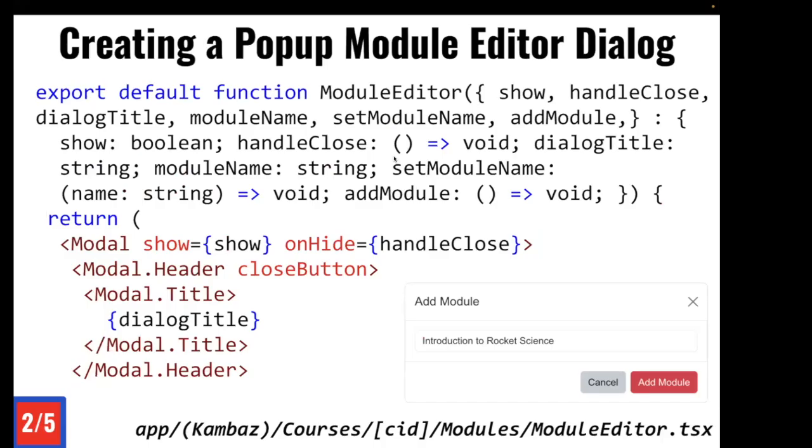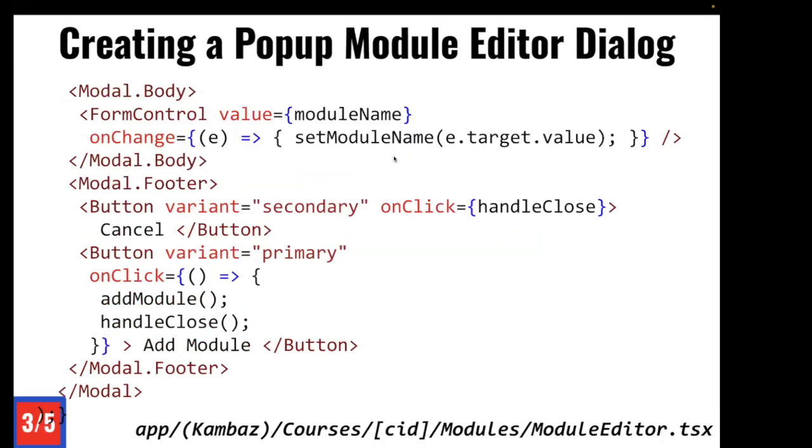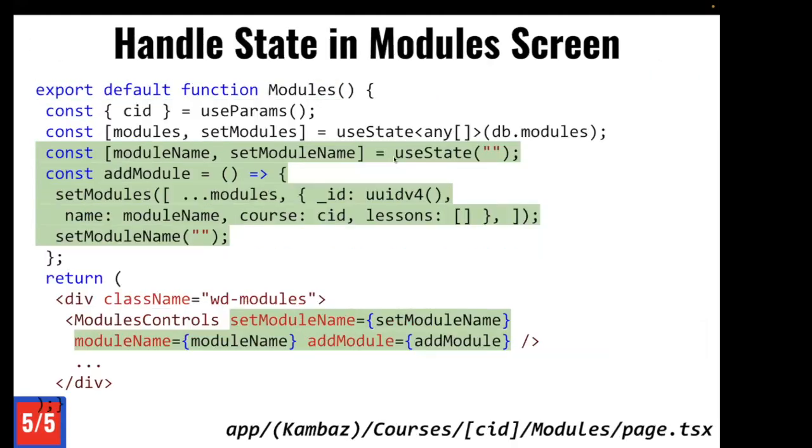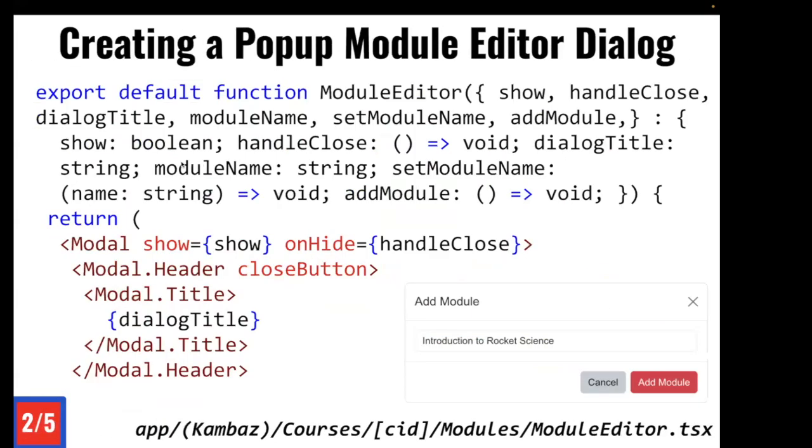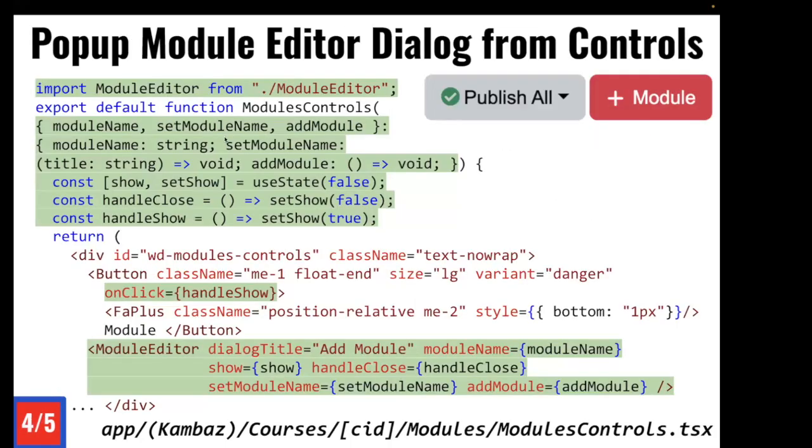And this is exactly an example of property drilling. It starts off with the parent here maintaining the state, the modules, declaring all the logic, the event handlers, passing it to module controls only because module controls needs to pass it down to module editor. It is module editor who actually needs these functions. And so it's unfortunate that we have to even pass through module controls, because module controls doesn't really do anything with module name, set module name, add module.